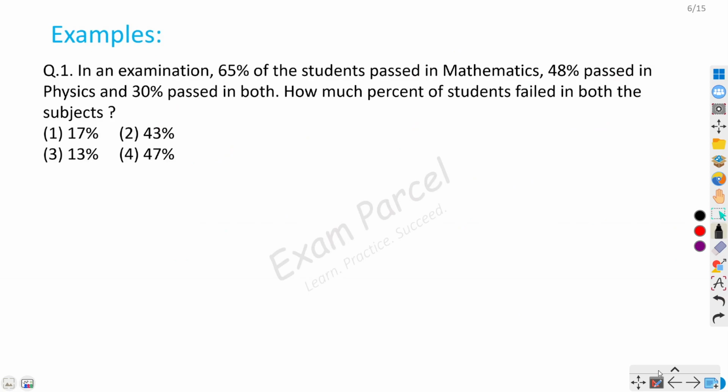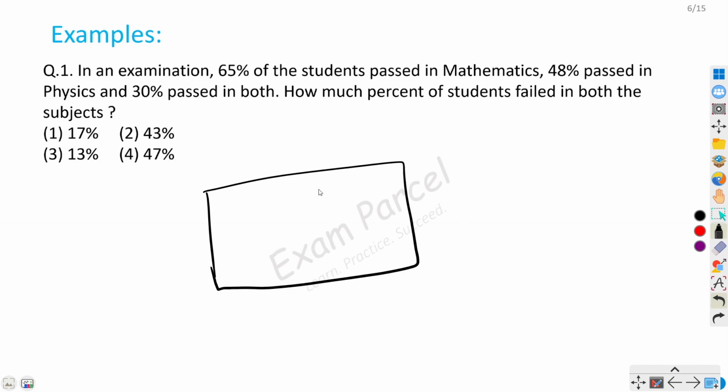So the first question: in an examination 65% of students passed in mathematics, 48% passed in physics, and 30% passed in both. How much percentage of students failed in both the subjects? Okay. So let's say this is the total number of students. This is the universal set. What is this? All students who have sat in this exam.